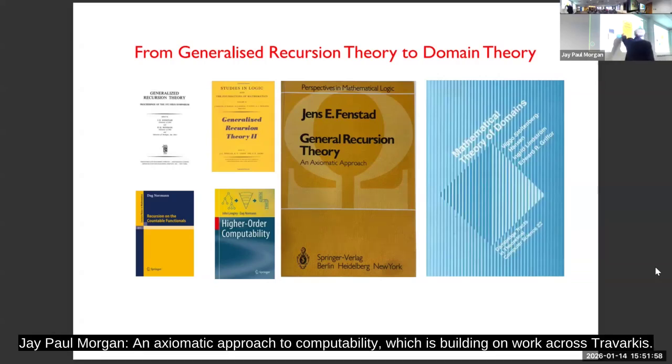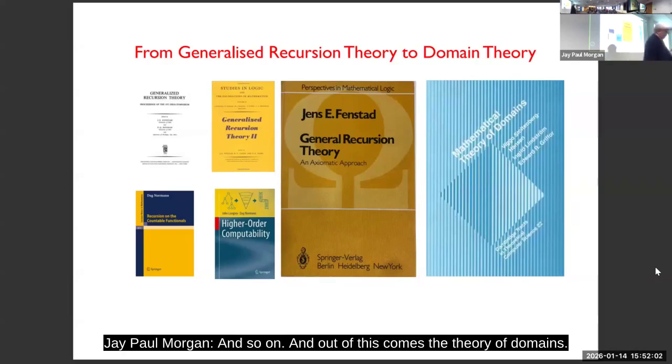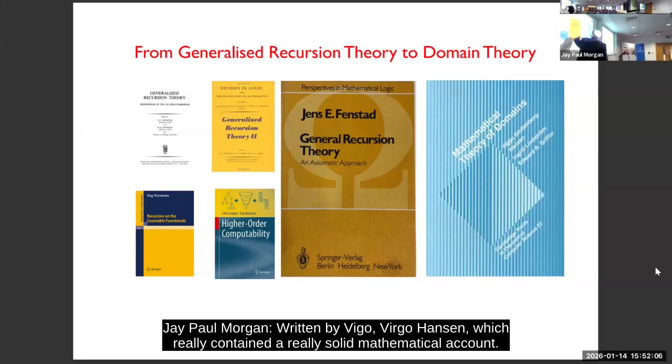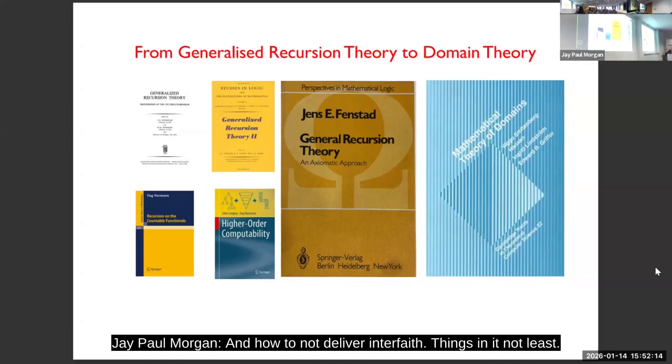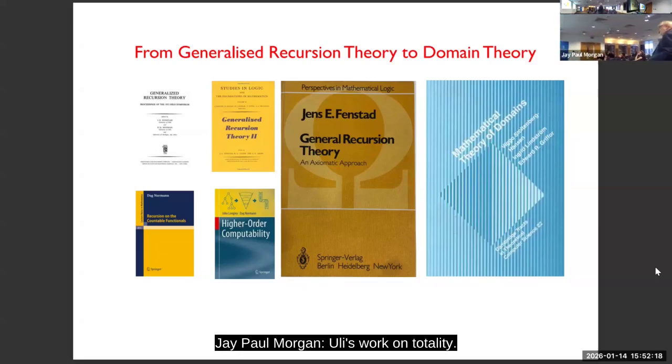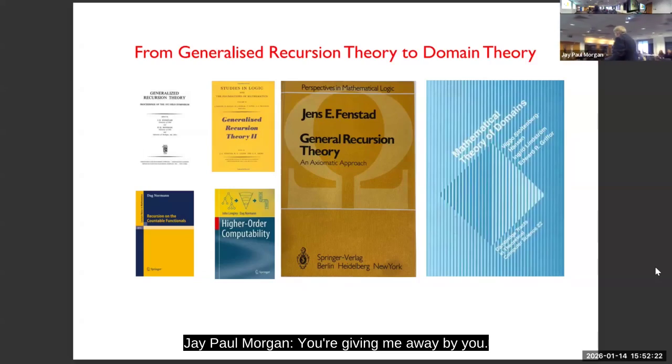Jens wrote an axiomatic approach to computability, which he was building on work of Kavakis, and so on. And out of this comes the theory of domains, written by Viggo Stoltenberg-Hansen, which really contained a really solid mathematical account, and had lots of interesting things in it, not least Ulrich's work on totality.